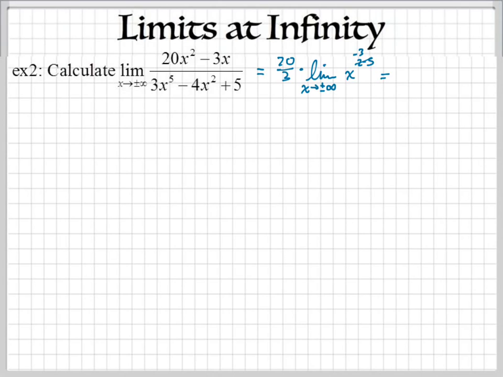What is that going to equal? Well, we have a negative exponent. So that means this is going to be 1 over x to the third. So this whole piece right here just equals 0. And what is 0 times 20 over 3? 0. And that's what we got yesterday. That's so much easier.